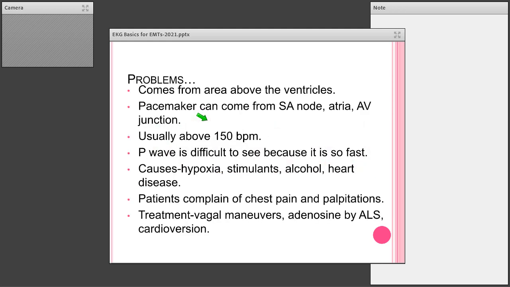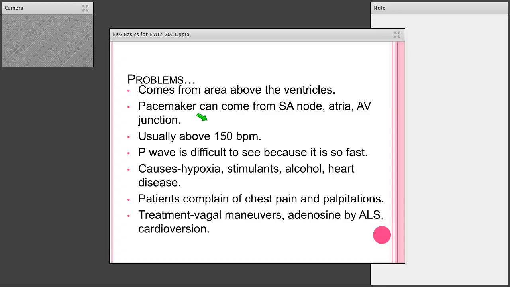So the problem comes from above the ventricles. That's why it's called supra, above. So it's usually above 150 in order for us to call it SVT and treat it. Sometimes the P wave is really hard to see because the heart is beating so fast.